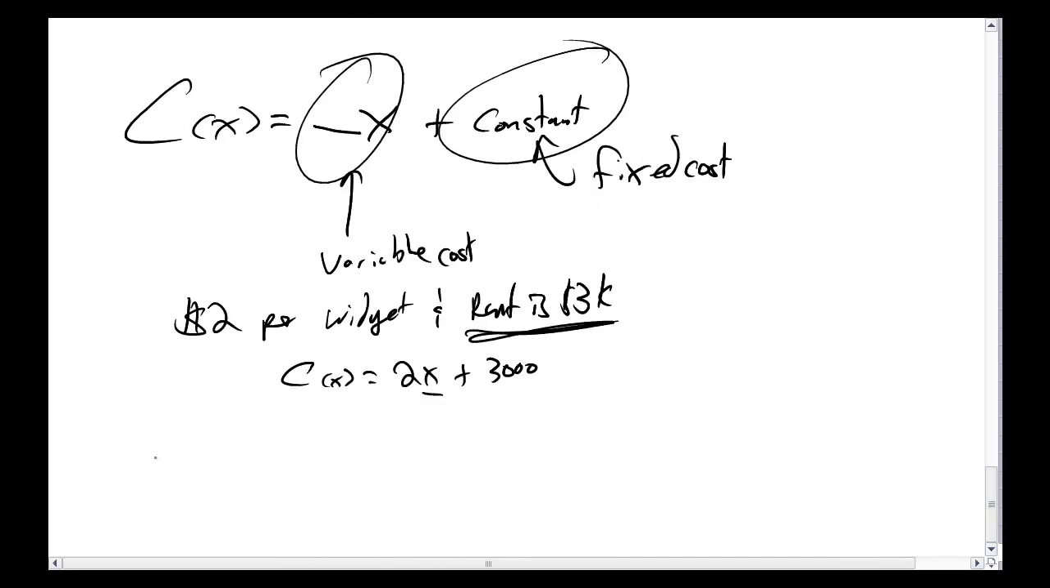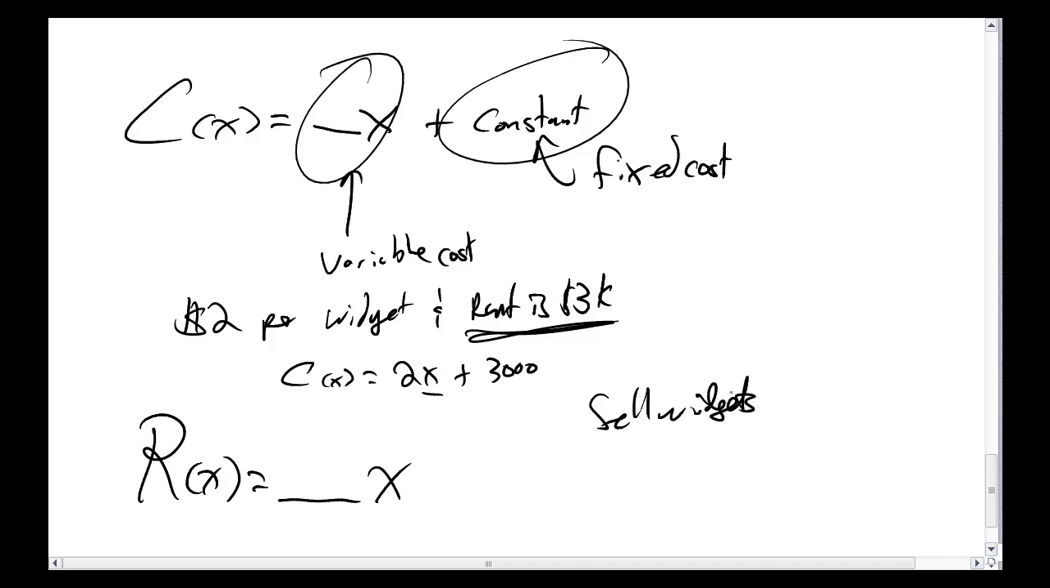Next, I've got revenue. Revenue is my income generated. Mostly for us in this class, it's going to be some dollar figure, usually my sale price, times x. So if I sell widgets, I have no idea what a widget is, but they always seem to show up in these economic-y type things. If I sell widgets for $5 per widget, then my revenue equation would be 5x.